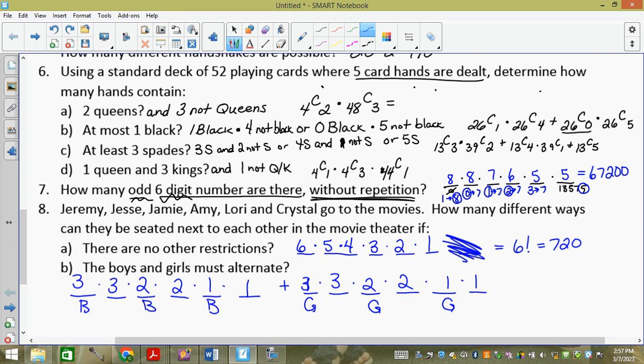So we can do this and add them up, or we could just go 3 factorial times 2, which is, okay, you're going to flip over, get working on the other part.